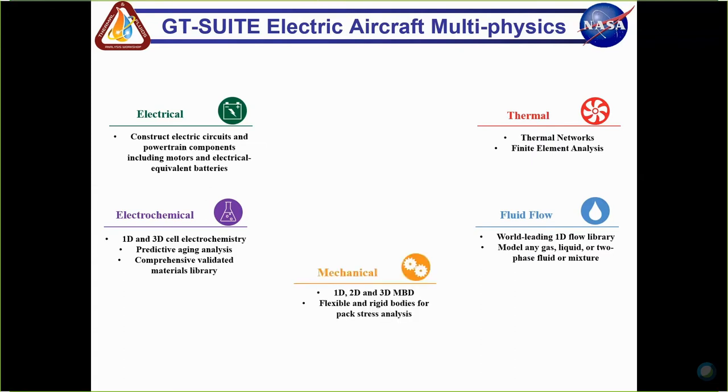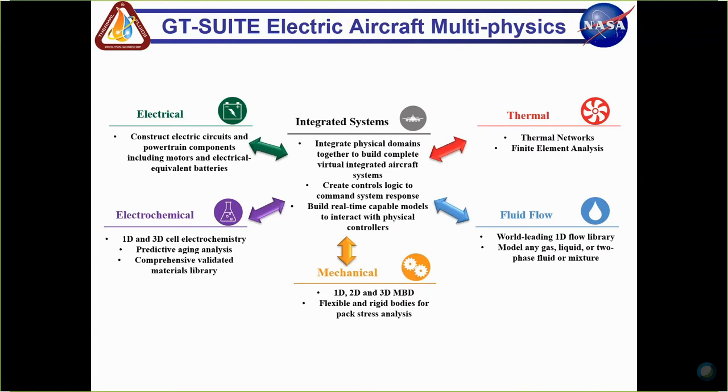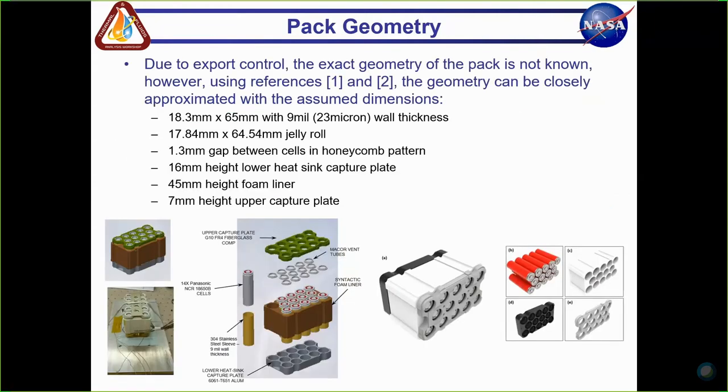And there's also a fluid flow library inside GT Suite that's primarily a 1D flow library that allows users to model any gas, liquid, or two-phase fluid or mixture. And there's also mechanical systems that can be done to study multi-body dynamics in 1D to full 3D. And then there's also flexible and rigid bodies using FE analysis. And the beauty of the multi-physics tool is that you can integrate all these different physical domains together to build whatever representative physical system you're trying to do. In this case, it's going to be for the battery pack, primarily on the thermal side today.